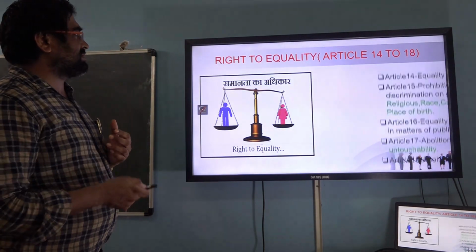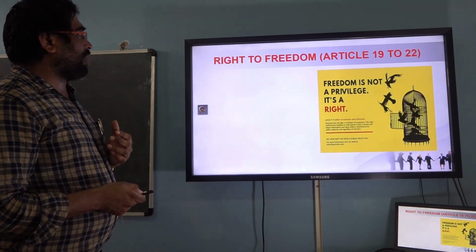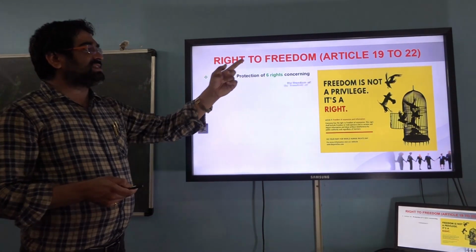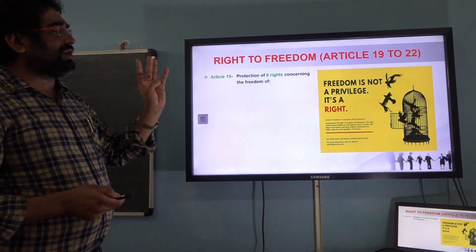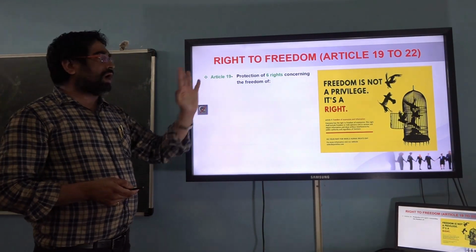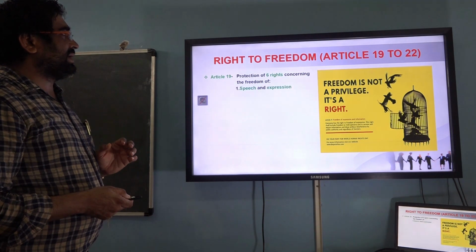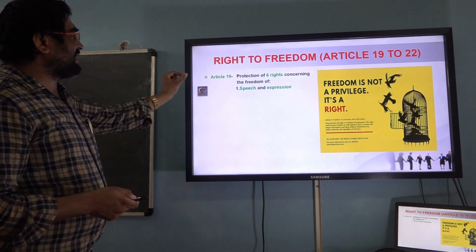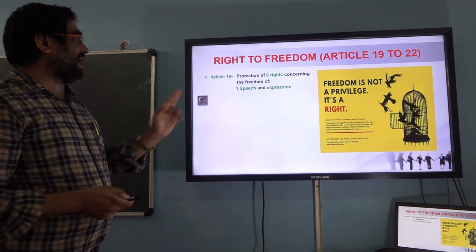Let us go to the next slide. Then we will know about the right to freedom. Dear friends, here we can see articles 19 to 22. 19, 20, 21, 22: 4 articles give us the right to freedom. And the first, article 19, gives 6 types of rights.